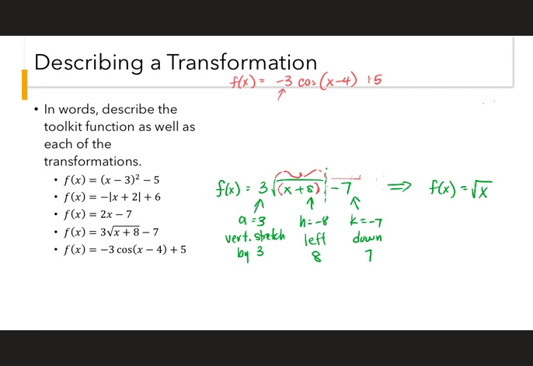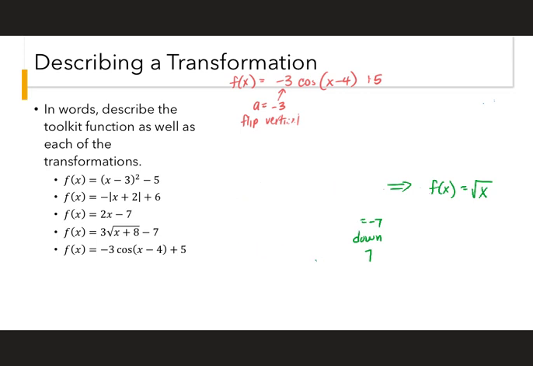We have a -3 in the a value, which means I'm going to flip it vertically because it's negative. Right? Negative numbers flip over. So I have a vertical flip, and then I'm going to stretch it by a factor of 3. So I flipped it over, and now I'm going to make it taller.